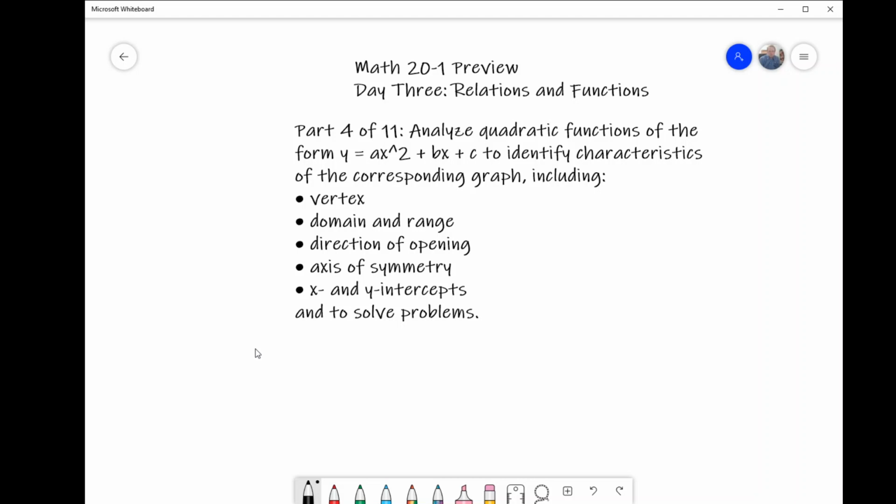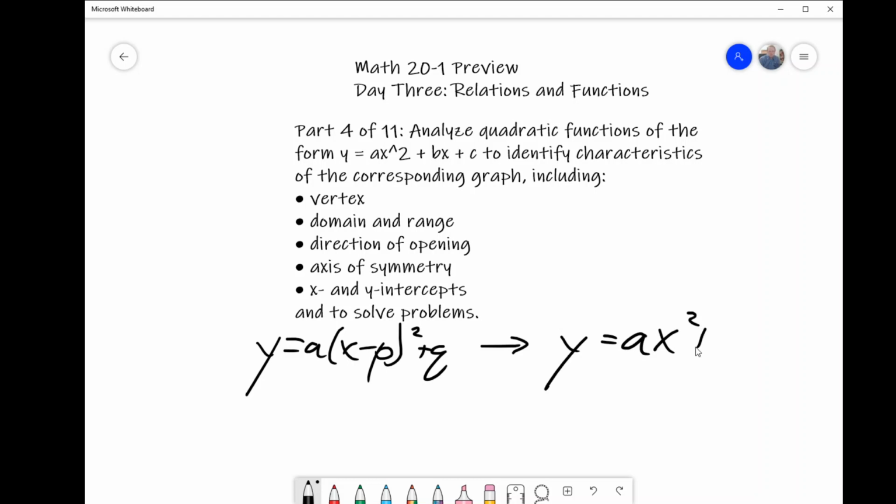So instead of having the y equals a(x minus p) squared plus q vertex form, we're going to have y equals ax squared plus bx plus c. So there are some advantages to this form. The direction of opening is completely neutral. We find that by looking purely at the sign of a. It is either positive or negative, and the a in one equation is the same a in the other equation. So it's just as easy in one as the other.